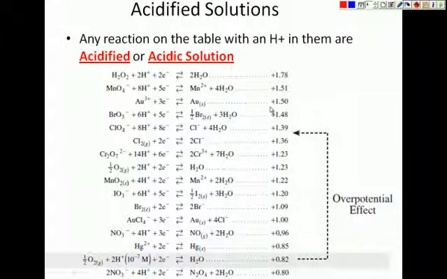Hey, it's Lum again, and we're going to be doing some electrochemistry today, and today we're going to be talking about acidified solutions.